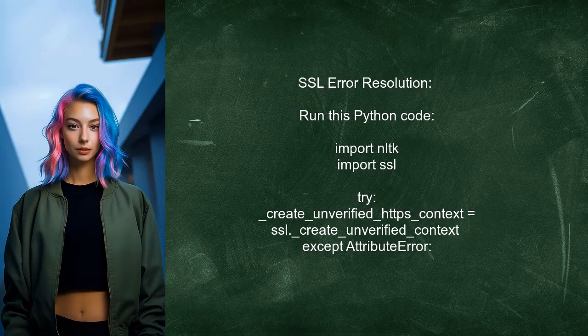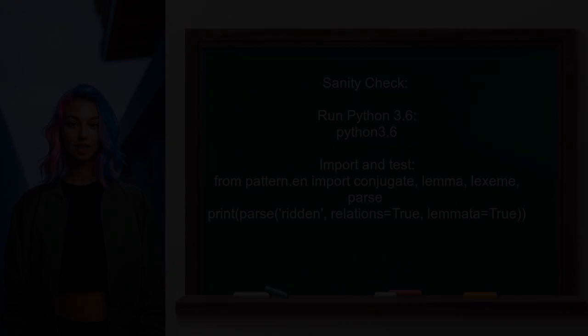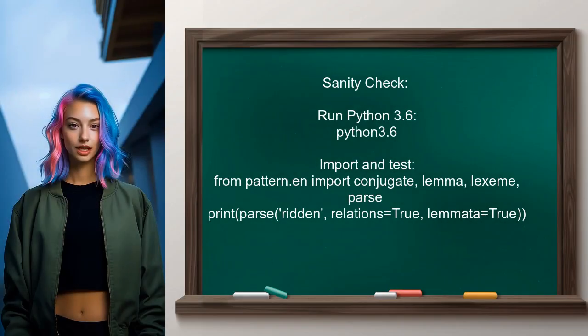The user also encountered SSL errors during installation on macOS. They resolved this by running a Python script to create an unverified HTTPS context and downloading the WordNet IC resource from NLTK. Finally, they confirmed that the pattern.en module was successfully running in Python 3.6 by importing it and parsing a word.